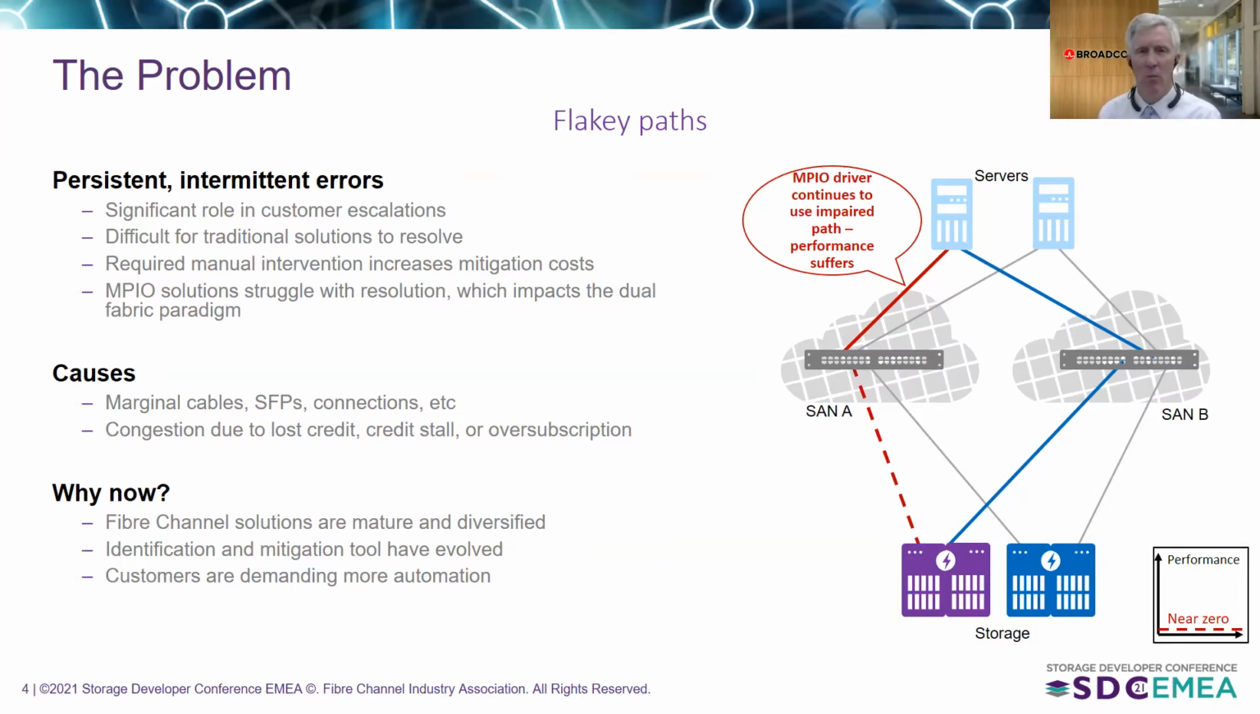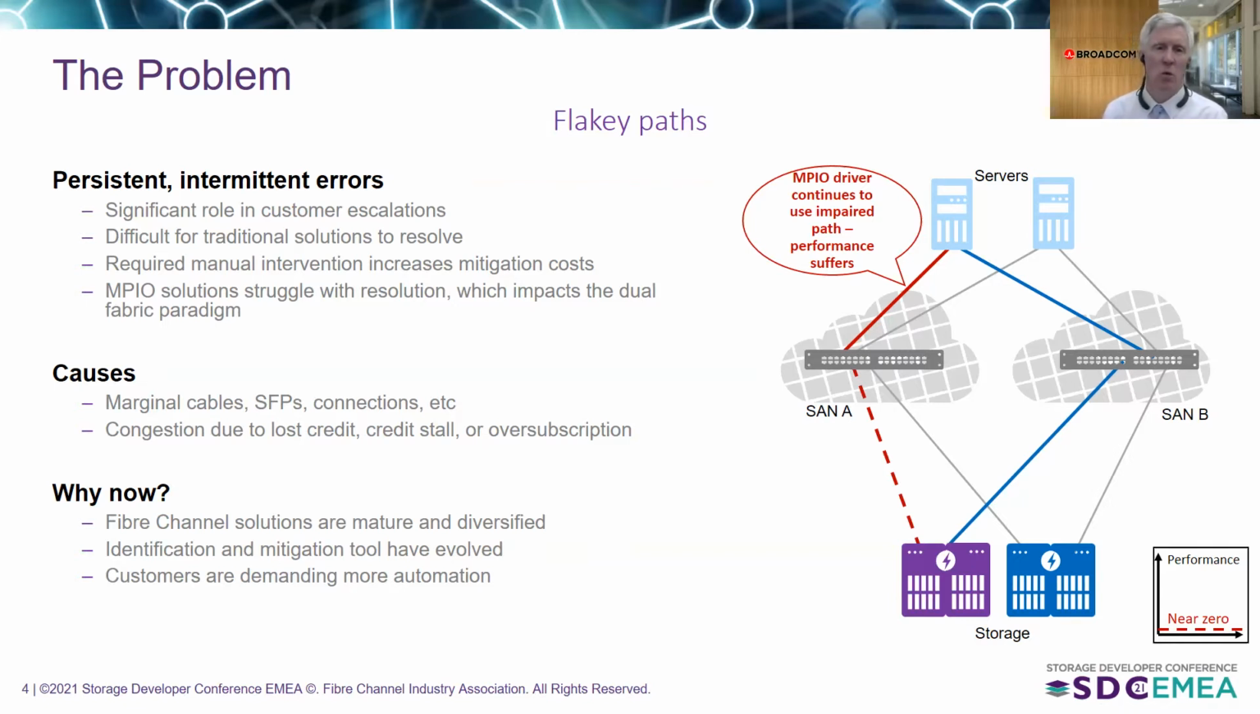However, the problem that plays a significant role in customer escalations is the problem where the issue occurs intermittently, but somewhat persistently. That is, it could be like a series of CRC errors that happen once every million frames, for example. But they're the kind of things that cause applications to end up going into retry. And they're also the kinds of things that make it difficult for multipath solutions to locate and resolve.